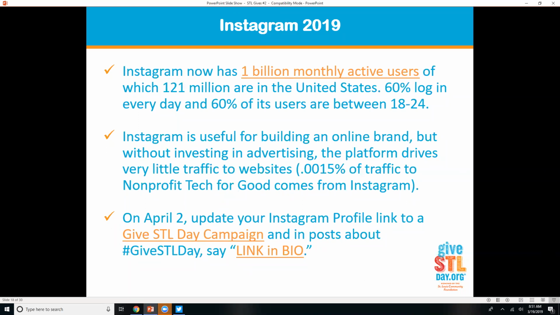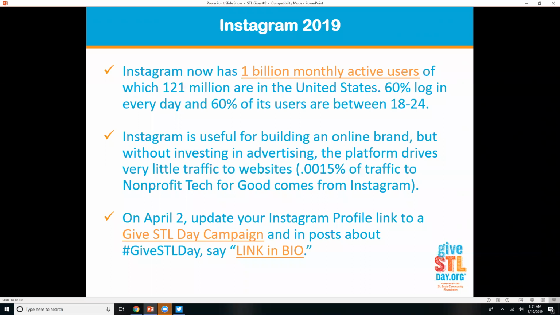Of that 1 billion, 121 million are in the United States. 60% log in every day. It does have that sticky addictive factor, and it is ideally tailored for 18 to 24-year-olds. Again, my personal take, it could be different than yours. I don't find Instagram useful at all for driving traffic. I would be very skeptical if anybody goes to your bio link and makes a donation. But people love Instagram. It is useful for building an online brand, getting your logo, getting your organization, storytelling.